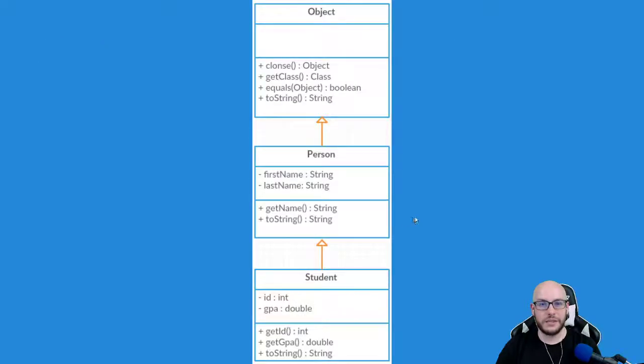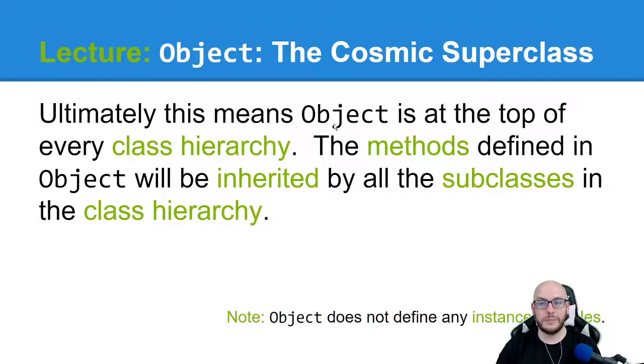So what that means is the class hierarchy, right? I'm only showing a portion of it. Above person is object. There are some methods being defined in object, and they're going to get inherited on down. That is true for everything you have ever written, because object's at the top of everything. Okay, ultimately this means that object is the top of every class hierarchy. The methods defined in object will be inherited by all the subclasses in the class hierarchy.